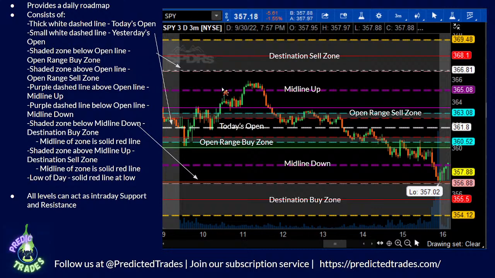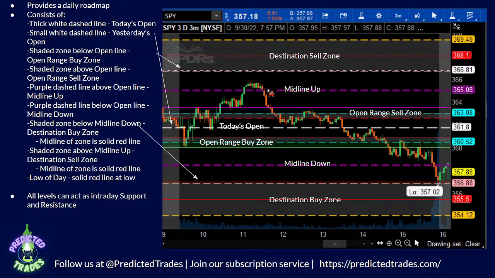But on this given day on SPY, we fought up to this midline. Once we gave it up, it's back to our open. We can't get through our open range sell zone. We go down to the buy zone for a test again. We can't get going through our open. We head further to our purple hashed lines. This is the midline down, just like that midline up. And we ultimately made it down to this destination zone right near close. So all throughout the day, we're watching these levels and price action to put together a thesis. It was a long at open, then a short back.